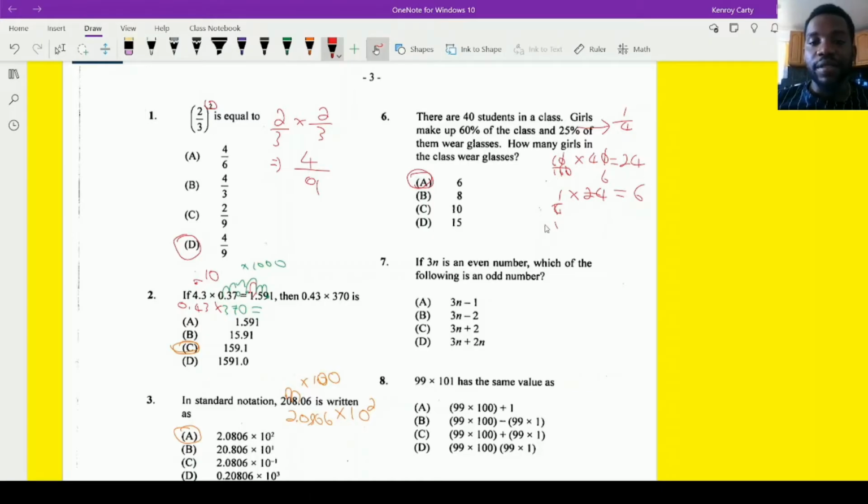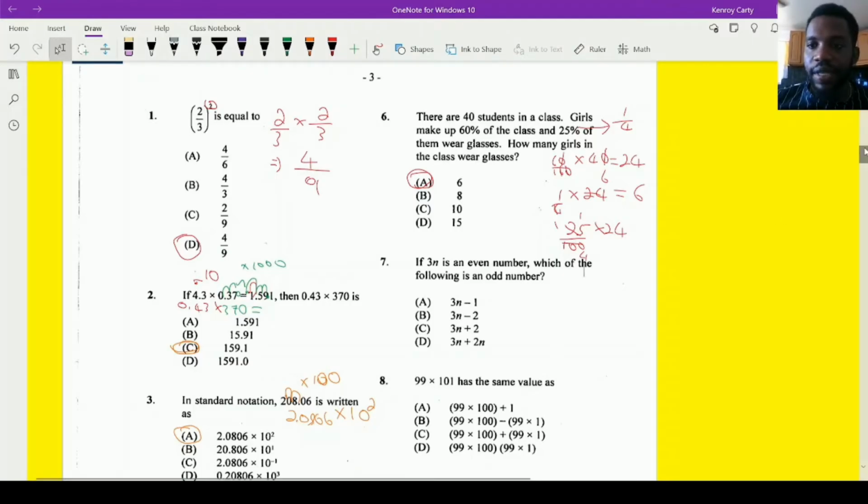If you're uncomfortable with that, note that what I did is the same thing as saying 25 over 100 times 24. 24 because there are 24 girls, and 25% of those 24 girls wear glasses. You would actually get the same answer, right? 25 into itself goes 1. 25 into 100 goes 4. That is how we got a quarter in the first place.